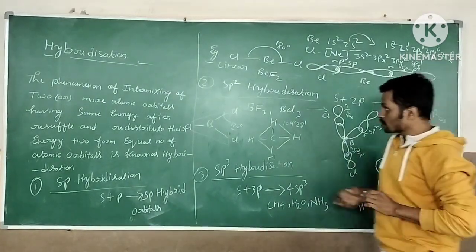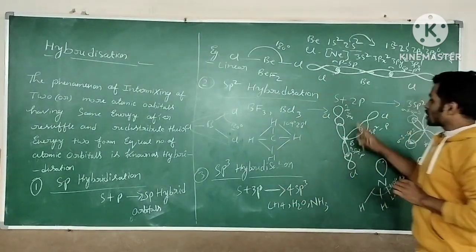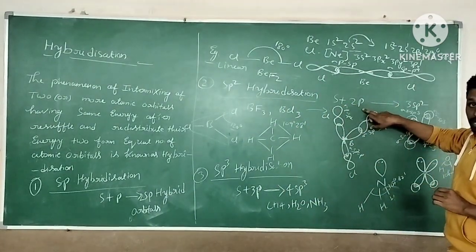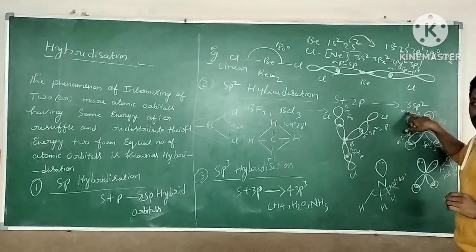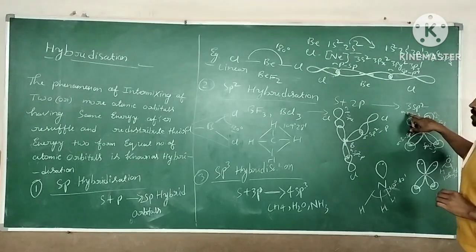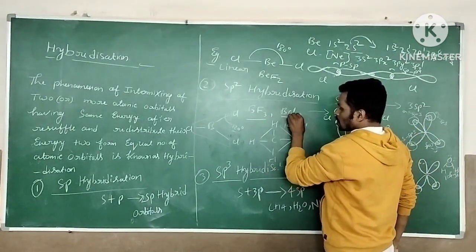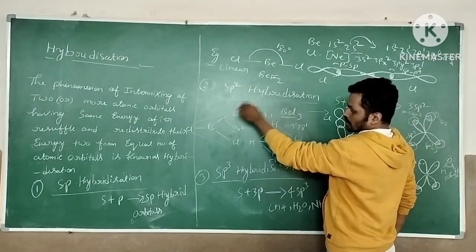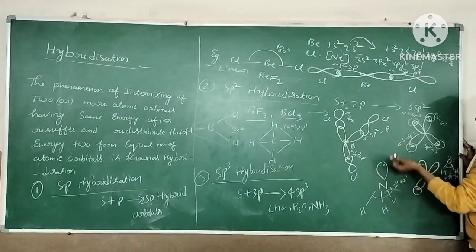Next, coming to sp2 hybridization. sp2 hybridization means one s orbital and two p orbitals intermix with each other and form an equal number, three sp2 hybrid orbitals. For example, boron trichloride. We also take the example, and this is also the same.